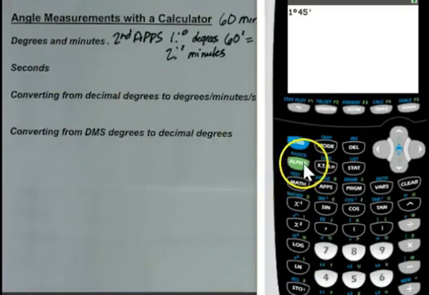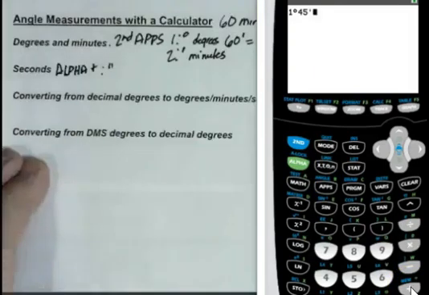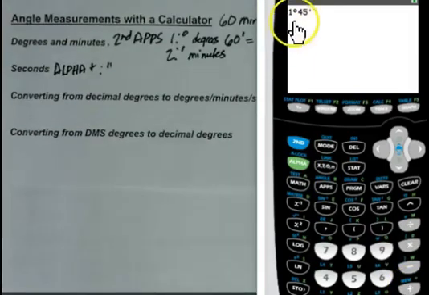So to get seconds, if you look at your calculator above the plus key in green, it has the double quotes, which is the symbol for seconds. So to get there, you have to do alpha and the plus key. That gives you that symbol. In this example, if we wanted to have 1 degree, 45 minutes, and 10 seconds, then we would put in the 10, alpha, and the plus key, and that would give us seconds.